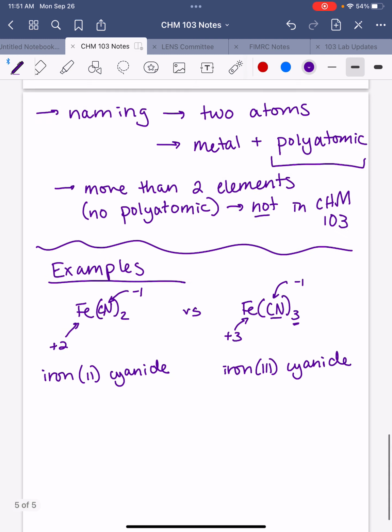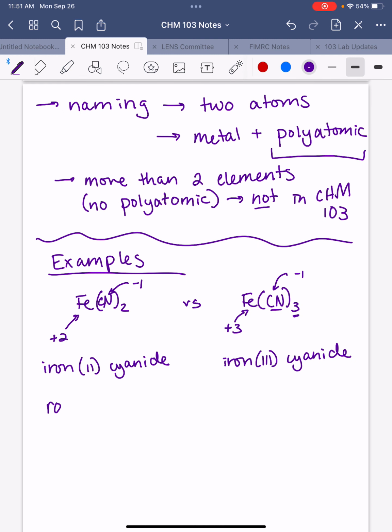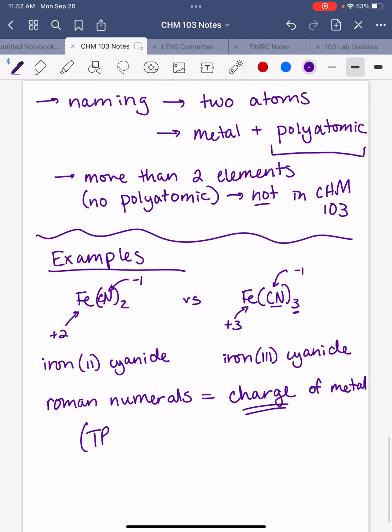So again, we only need the Roman numerals when we have a transition metal. So the Roman numerals tell us the charge of the metal, and we only use it for transition metals.